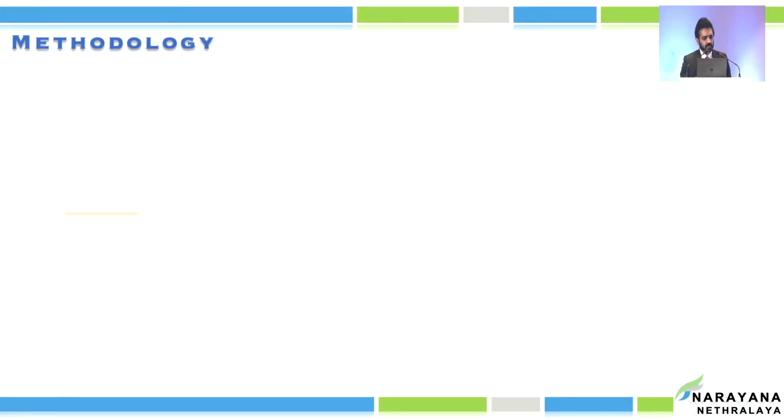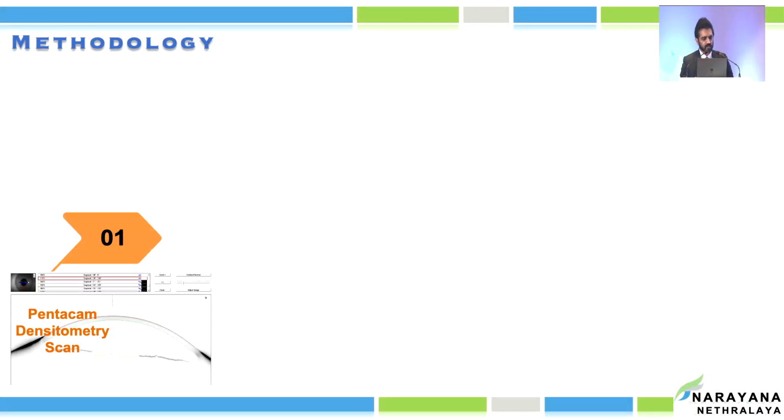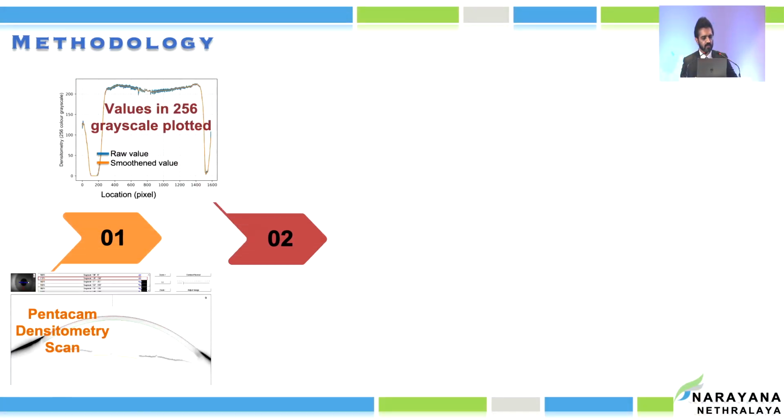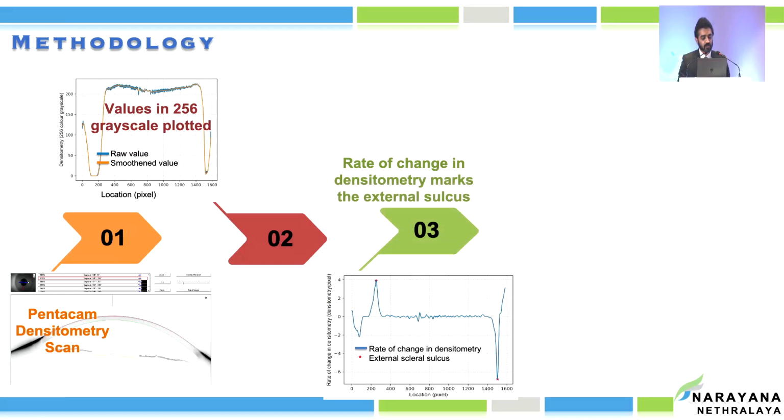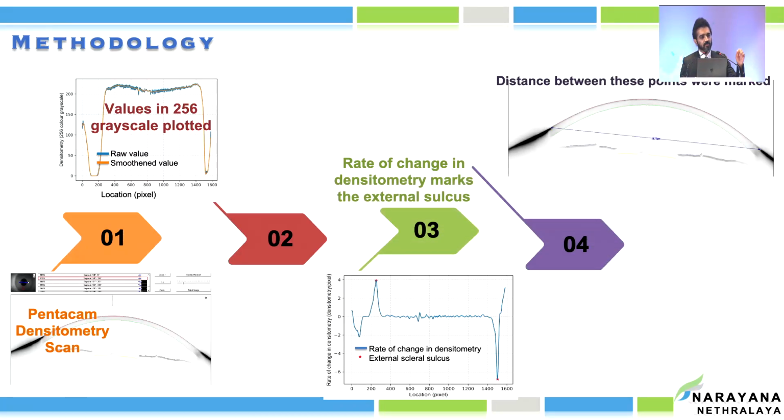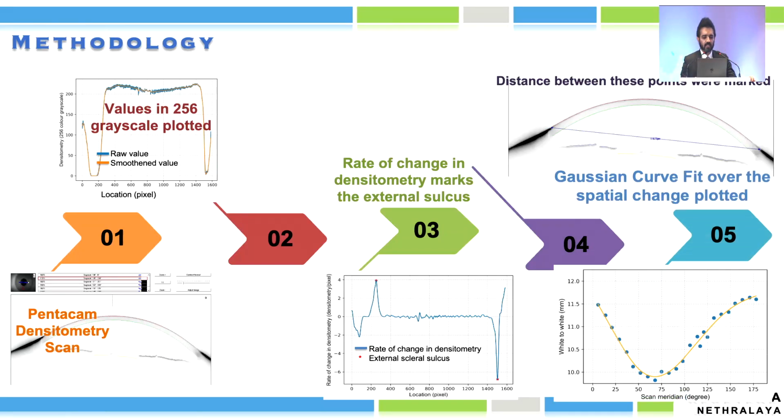To do this, first we took the Pentacam densitometry scan. We plotted the 256 grayscale. We saw the rate of change of densitometry, and that way we could identify the exact wide to wide from the Pentacam data itself, and then we plotted it.